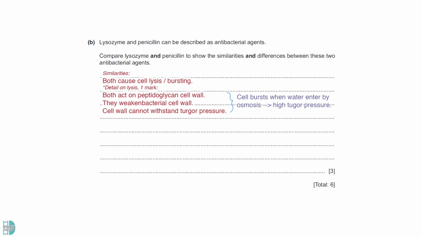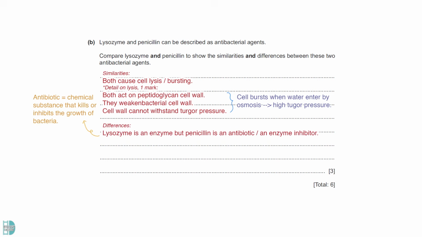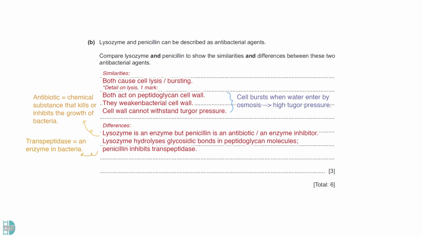When the cell wall is weakened, it can no longer withstand turgor pressure. The cell bursts when water enters by osmosis. However, lysozyme is an enzyme, but penicillin is an antibiotic that acts as an enzyme inhibitor. An antibiotic is a chemical substance that kills or inhibits the growth of bacteria. With that said, their mode of action is not the same. Lysozyme hydrolyzes glycosidic bonds in the peptidoglycan molecules, but penicillin inhibits the enzyme in bacteria called transpeptidase.